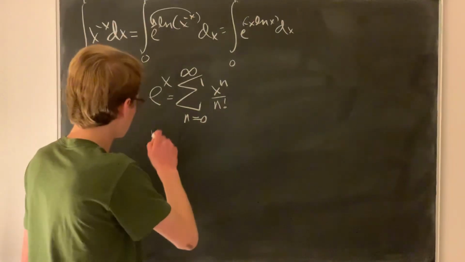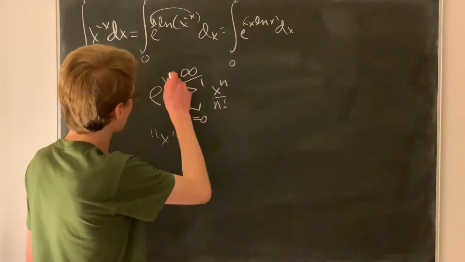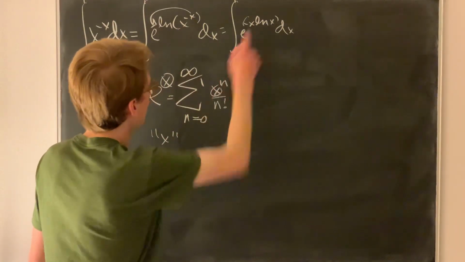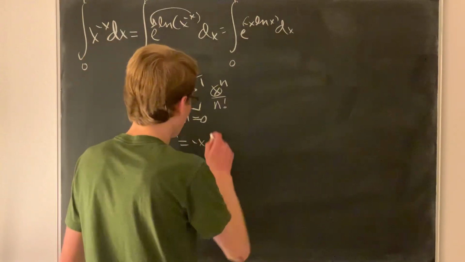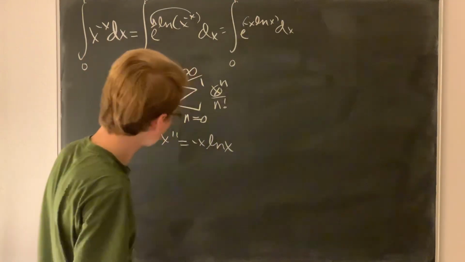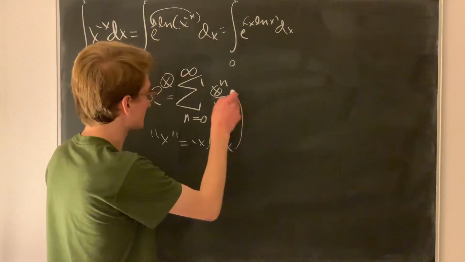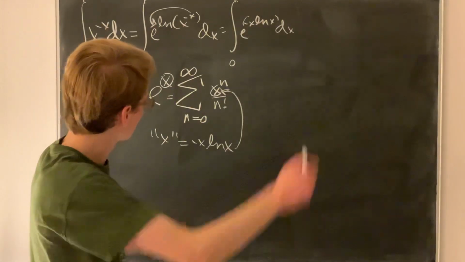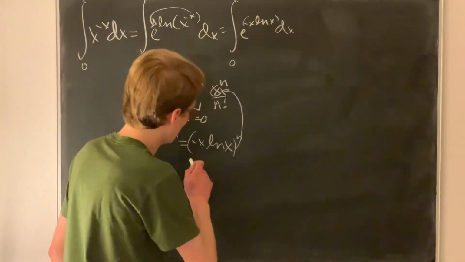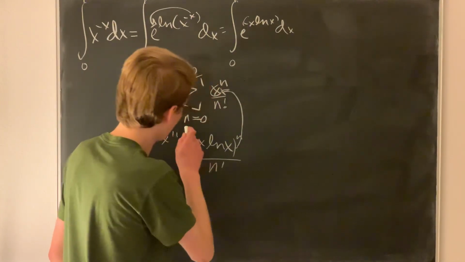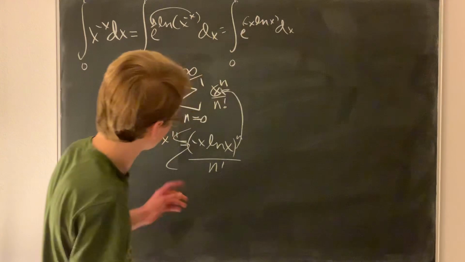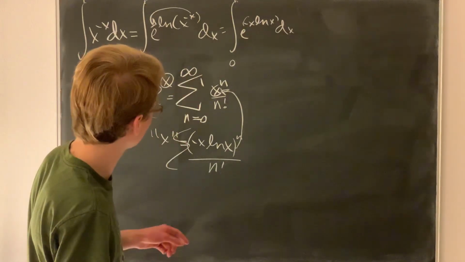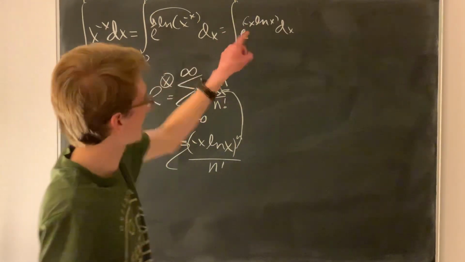So in this case, x is actually negative x times the natural log of x. So I can simply plug this in, raise it to the n, and divide by n factorial, as I'm taking the sum of this from n equals 0 to n equals infinity. And I have not changed the value.